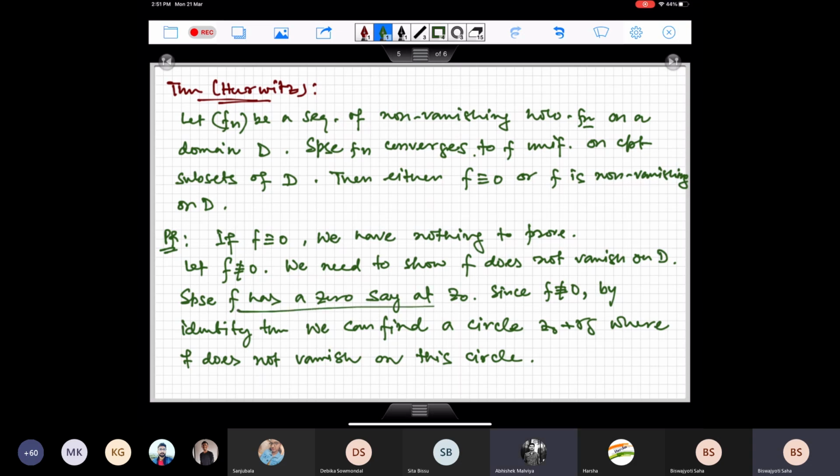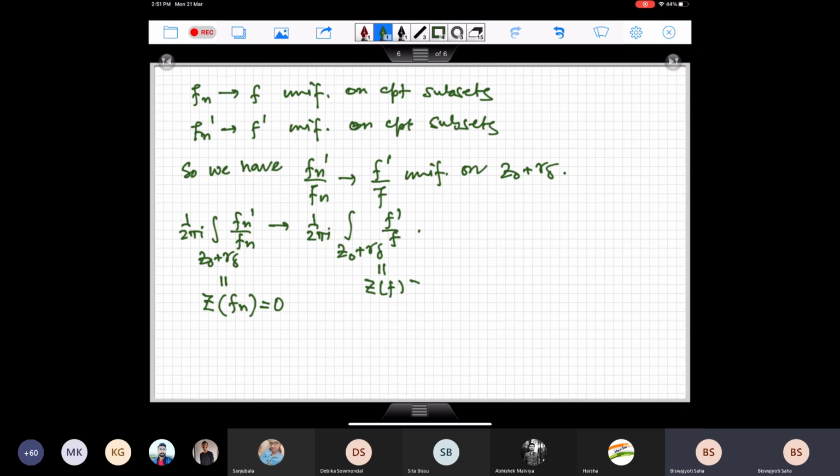And this one is 1. So this guy is bigger than or equal to 1. But I am getting that the sequence of zeros should converge to a limit which is bigger than or equal to 1. So this is a contradiction, right? Yes, sir. Contradiction. So why did I get this contradiction?